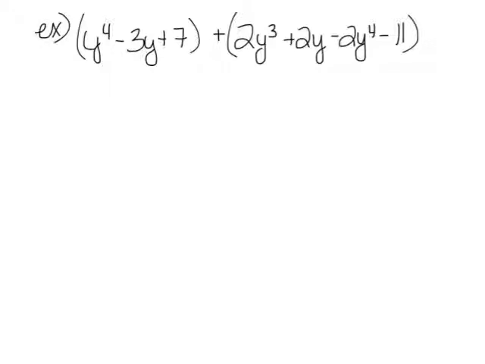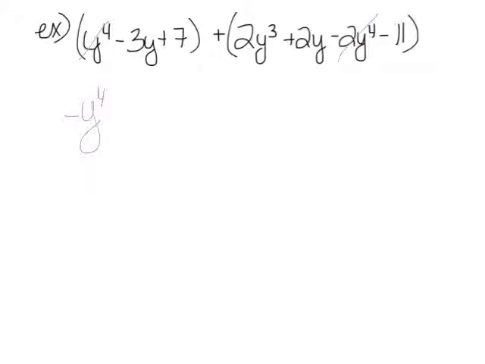So when I start to add these two polynomials, I'm going to start with my highest degree, which is a 4. So I have a y to the 4th plus a negative 2y to the 4th. So that becomes negative 1y to the 4th, or you can even write that as just negative y to the 4th, because remember that there's that understood coefficient of a 1 in front of any variable.